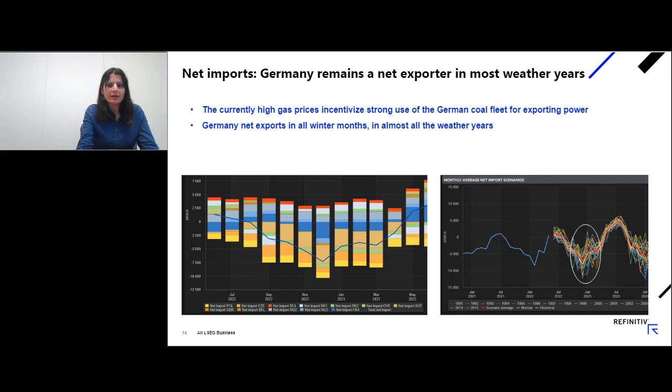No matter what weather year we're looking at, we expect that because of the relative cost of coal being so much cheaper than gas, that really favors German coal and lignite-fired power, and it results in Germany overall being a net exporter for almost all the winter months and also for almost all the weather years applied.